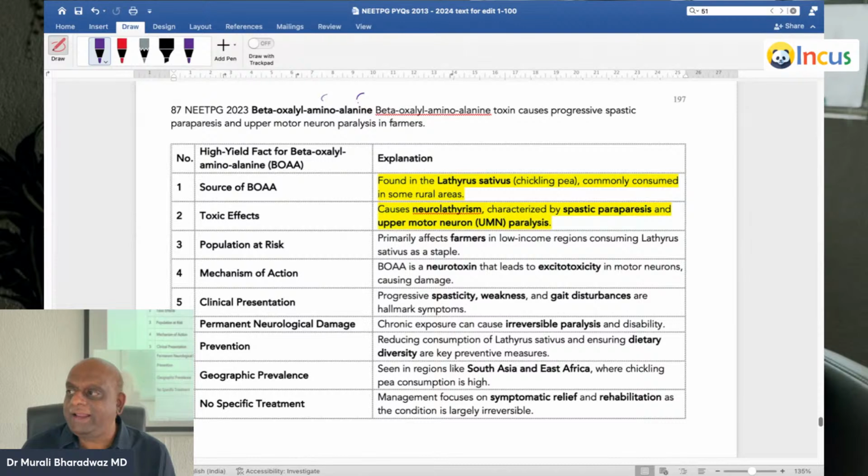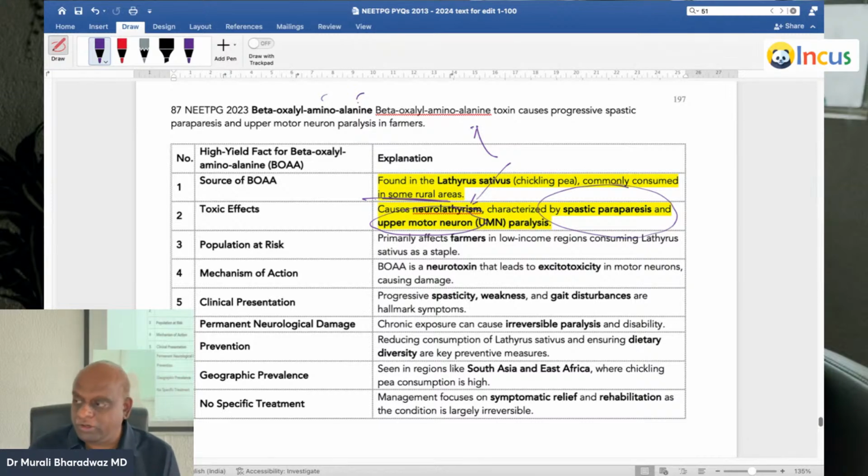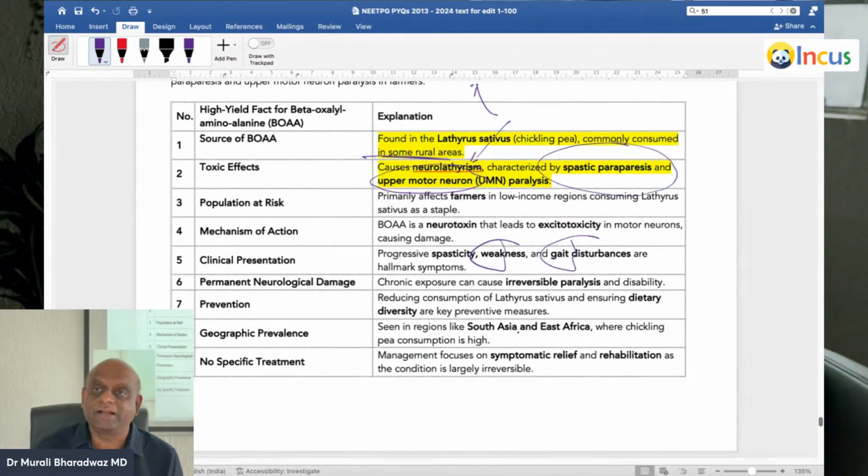Beta-oxalyl aminoalanine, BOAA, typically in Lathyrus sativus, called chickpea, commonly consumed in rural areas. It leads to neurolathyrism. What do you see in that? Spastic paraparesis, upper motor neuron paralysis, progressive weakness, gait disturbances, etc.